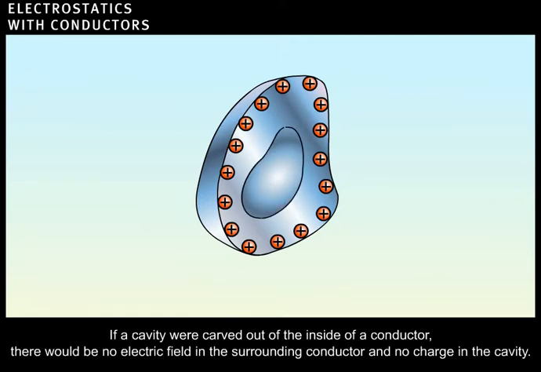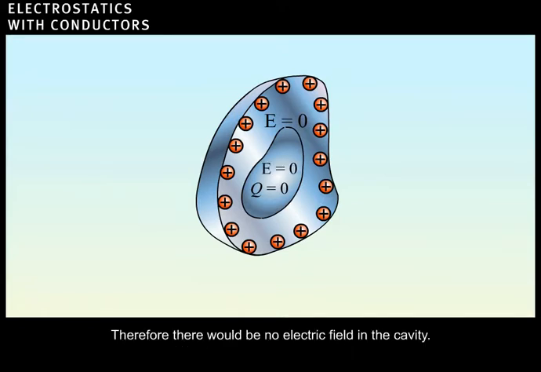If a cavity were carved out of the inside of a conductor, there would be no electric field in the surrounding conductor and no charge in the cavity. Therefore, there would be no electric field in the cavity.